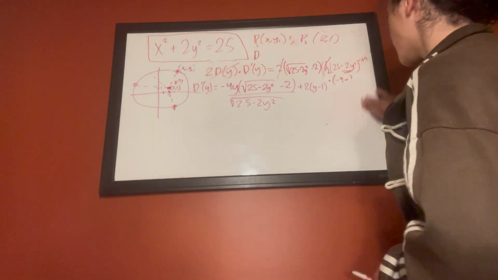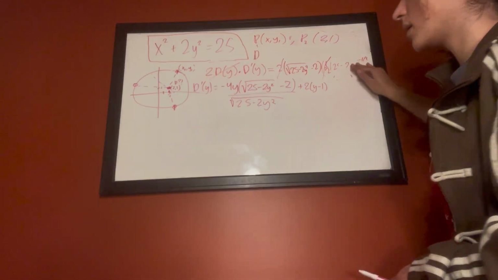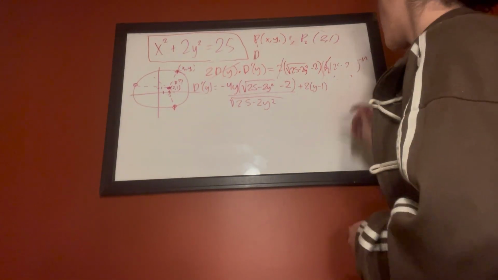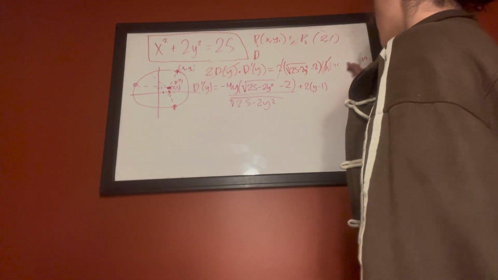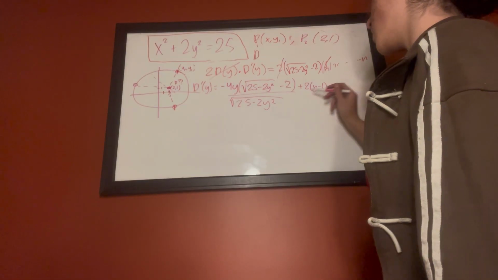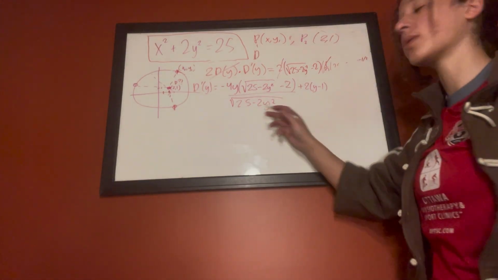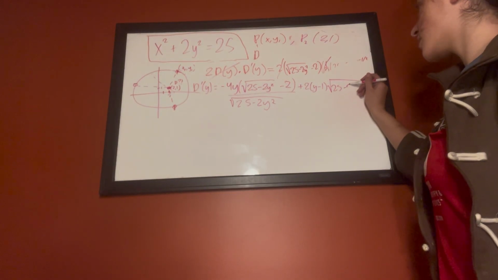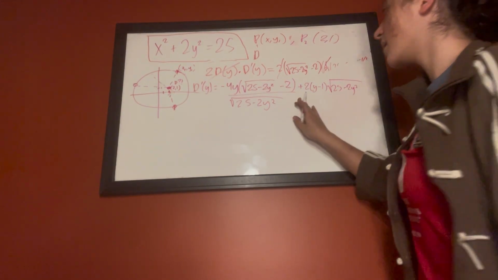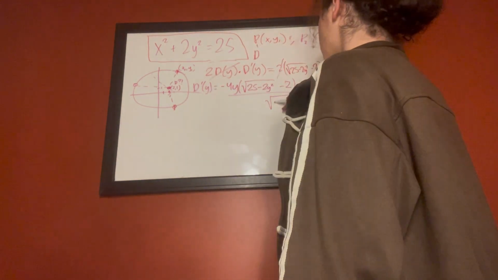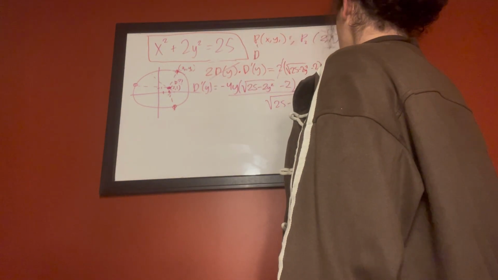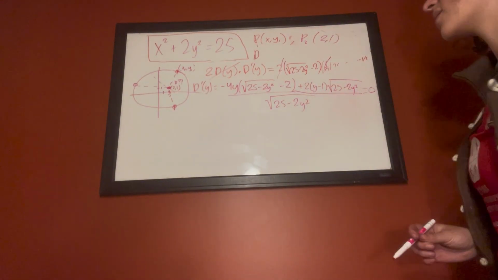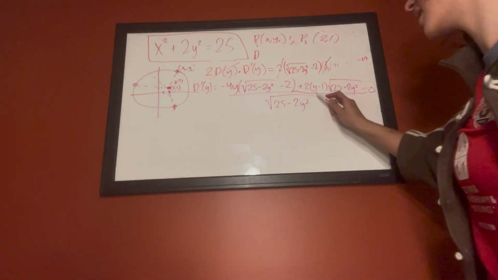Okay, and all of this will be equal to 0. So before I set this equal to 0, I just want to make a common denominator. So I'm going to multiply this term by the square root of 25 minus 2y squared, so we times 25 minus 2y squared. And now I'll just make this my common base, square root of 25 minus 2y squared, and all of it is equal to 0. Because it's equal to 0, I multiplied both sides by my denominator, and it cancels.